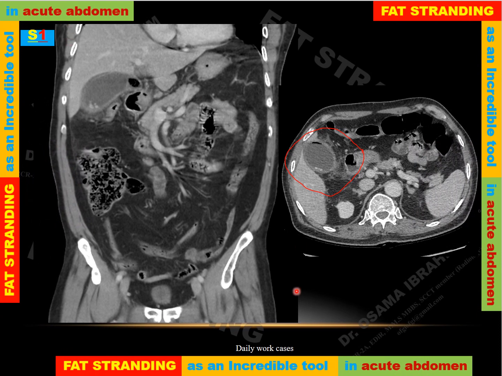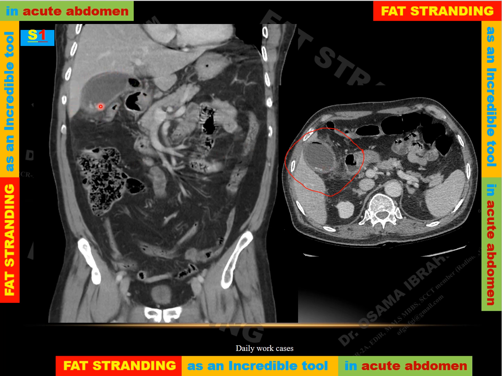Scenario 1. This CT abdomen with intravenous contrast, coronal reformat and axial imaging, shows areas of ill-defined fat and high attenuation in the region of the right upper quadrant. The differential is between acute cholecystitis of the gallbladder and acute pyelonephritis. You should scrutinize both organs.